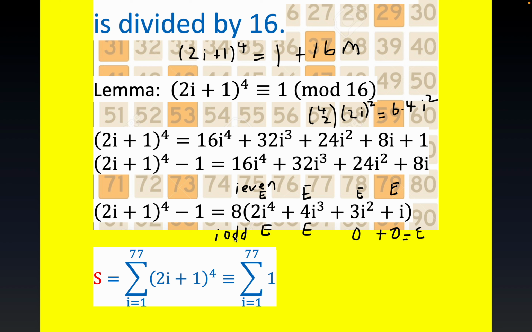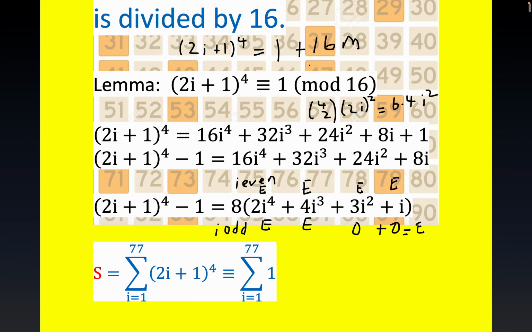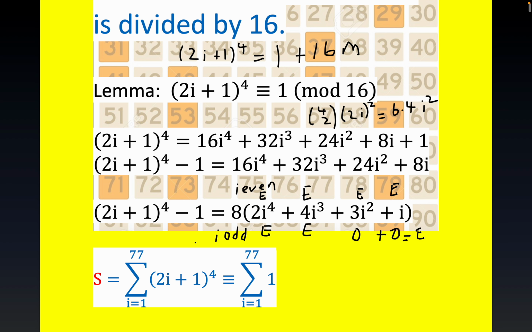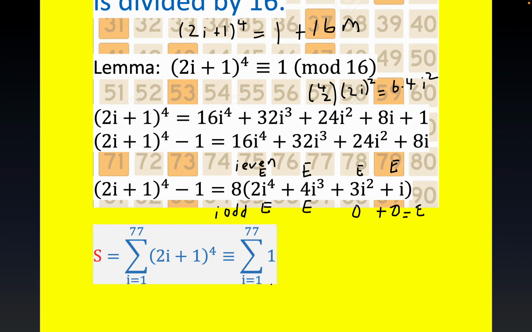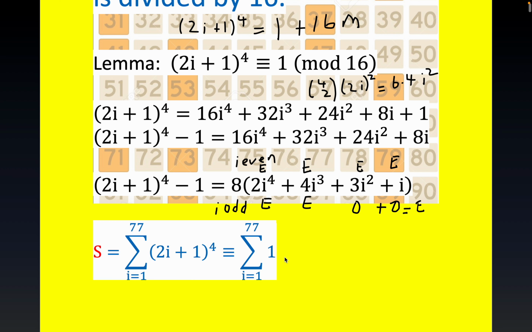So kind of a slightly tedious argument. But anyway, we've proved this statement right here. We've proved the lemma. So that's a QED for proving the lemma. Now, that means that we can replace (2i plus 1) raised to the fourth power with 1, and notice we have gone from equality to congruence right here. Now this is equal to 77. That's hard, isn't it?